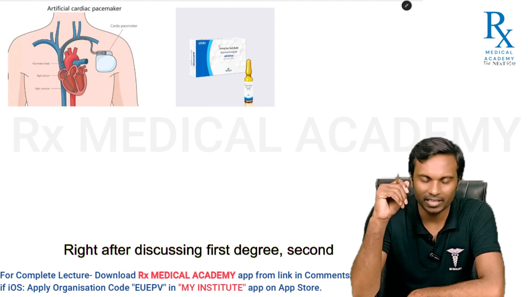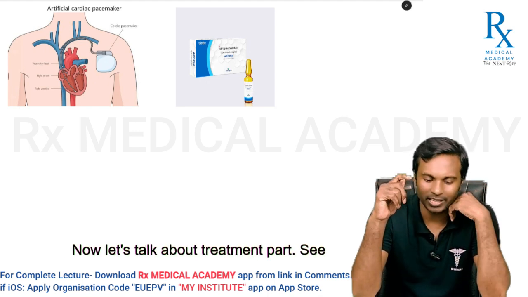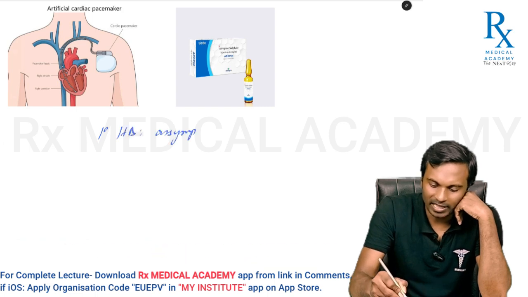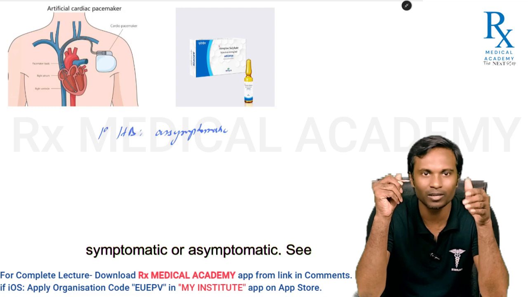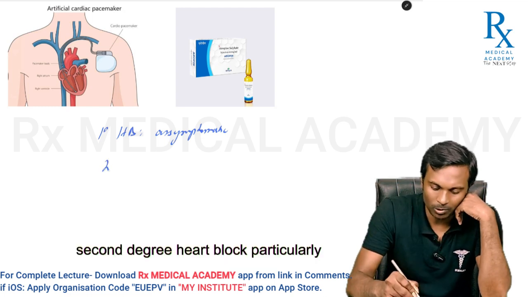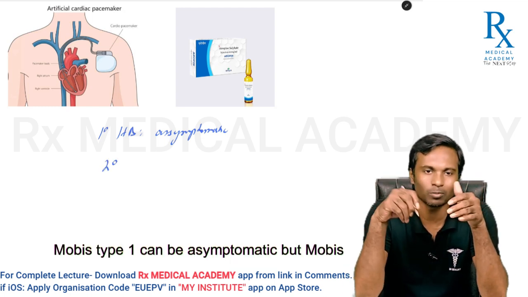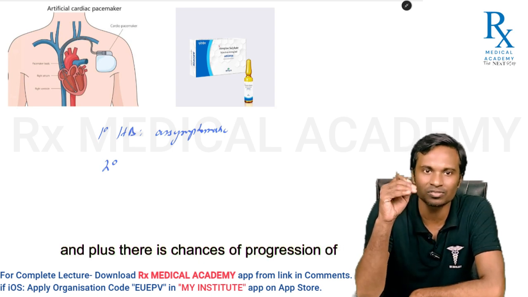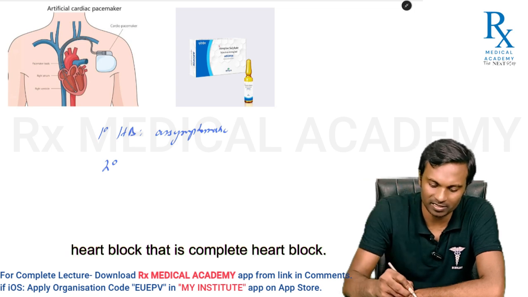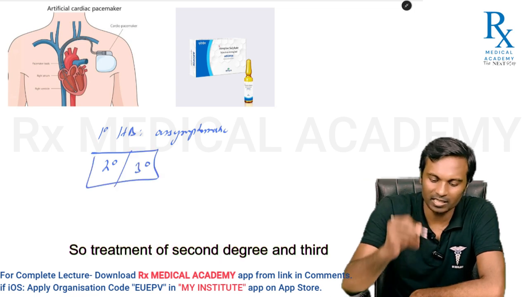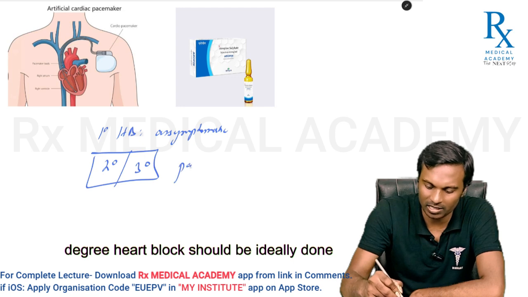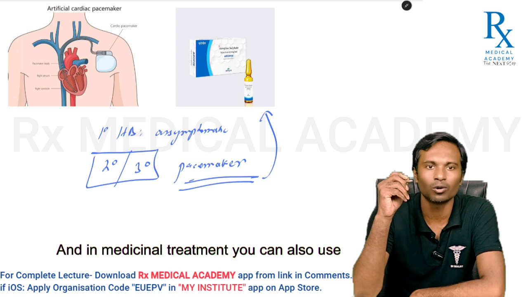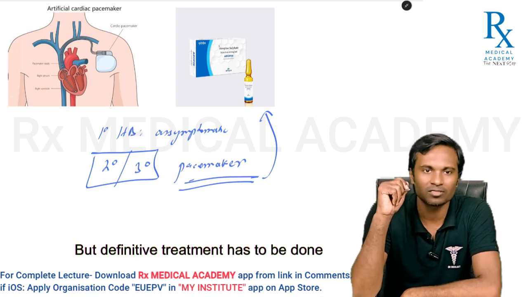After discussing first degree, second degree, and third degree heart block, now let's talk about the treatment part. See, first degree heart block is mainly asymptomatic, whereas second degree heart block can be symptomatic or asymptomatic. Particularly Mobitz type 1 can be asymptomatic, but Mobitz type 2 is always symptomatic. And plus, there is chance of progression of second degree heart block into third degree heart block, that is complete heart block. So treatment of second degree and third degree heart block should ideally be done with the help of pacemaker implantation.